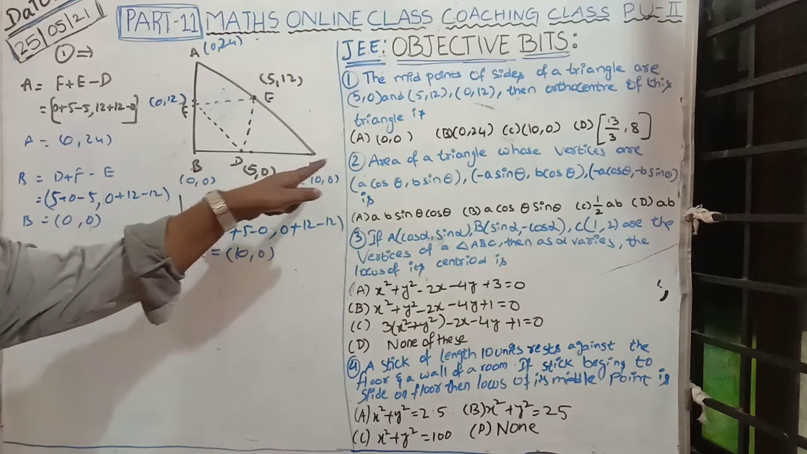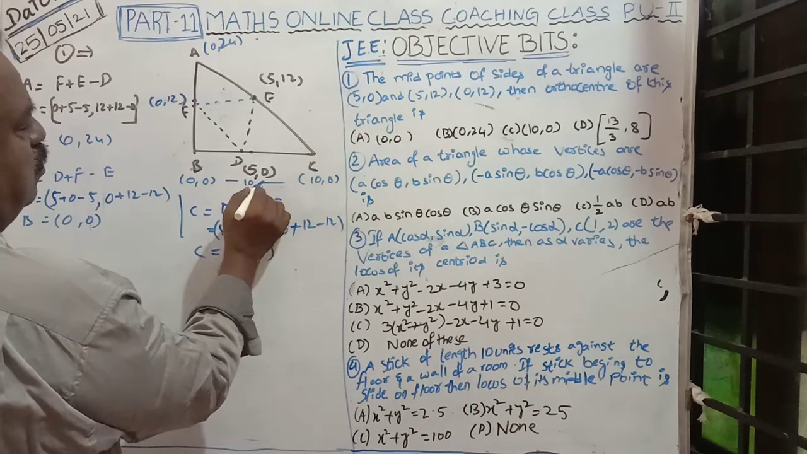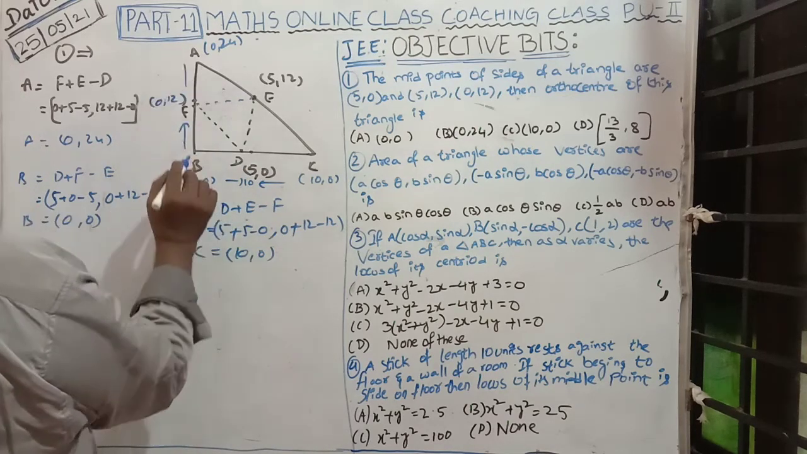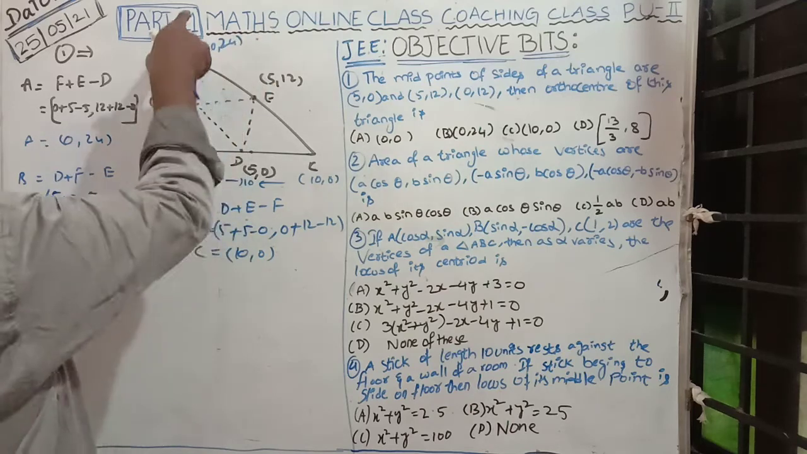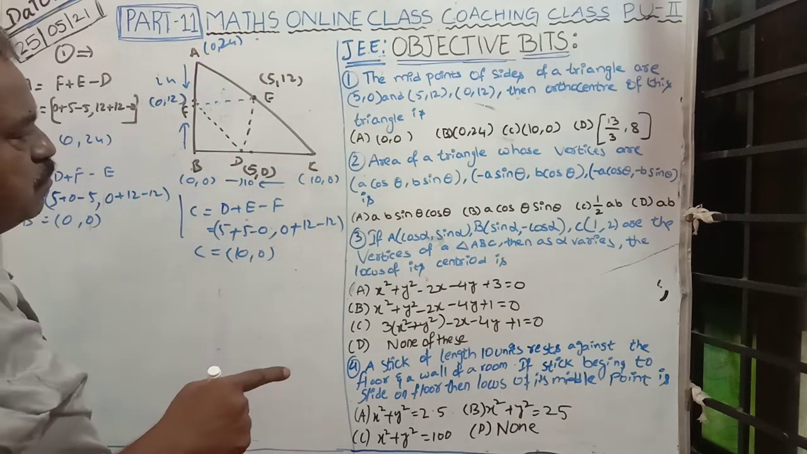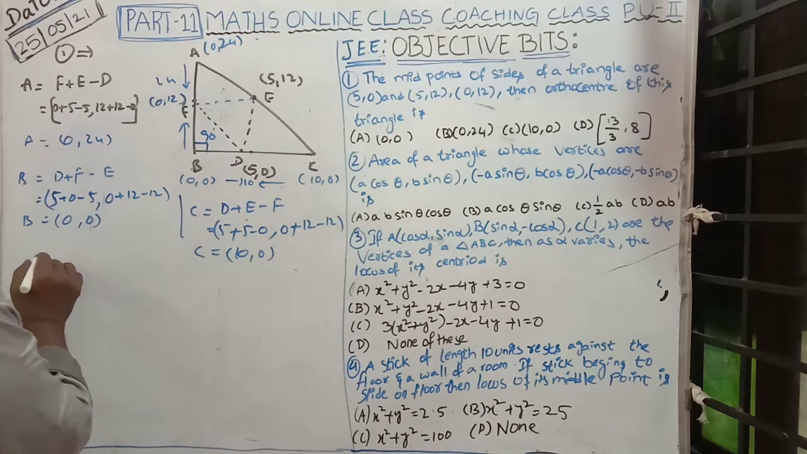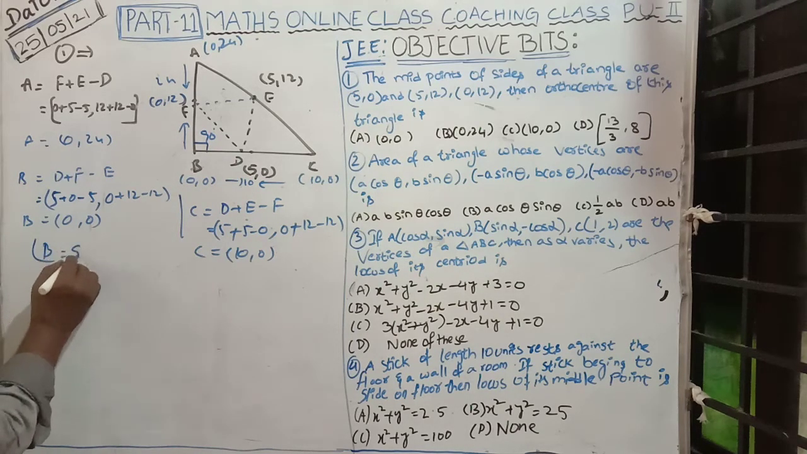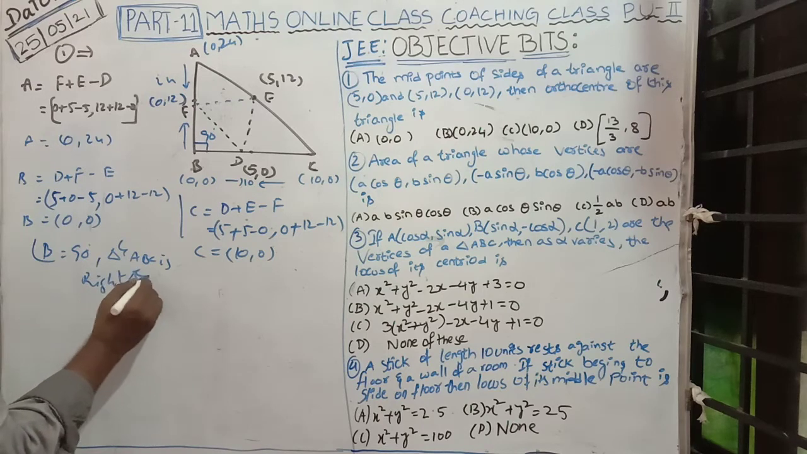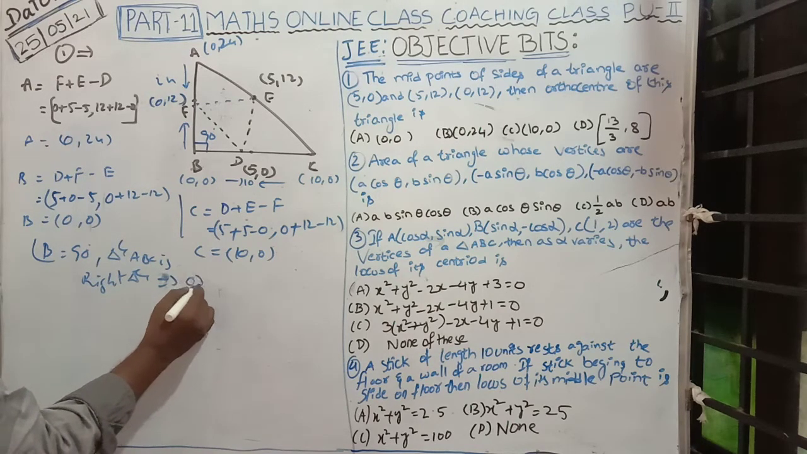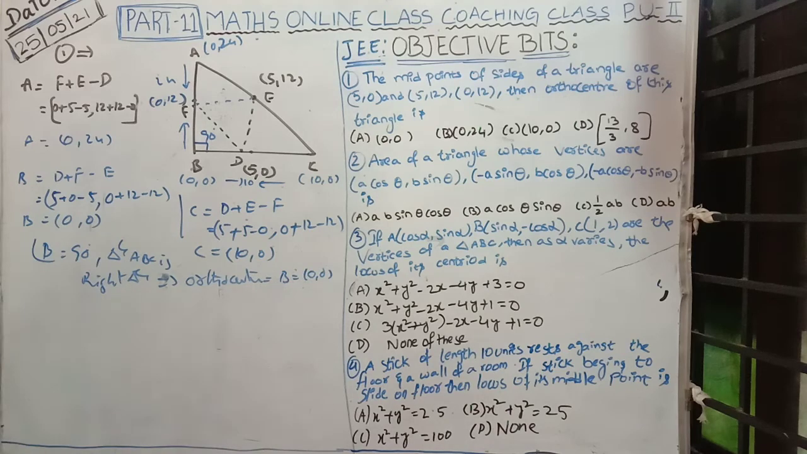Here BC is horizontal, it is on the x-axis, a distance of 10 units. And from (0, 0), it is vertical along the y-axis, 24 units, because A is (0, 24). AB is 24 and BC is 10 units. So it is a right angle, we can understand it. At B, angle B is equal to a right angle. So triangle ABC is a right triangle. That implies the orthocenter is B itself, that is (0, 0).